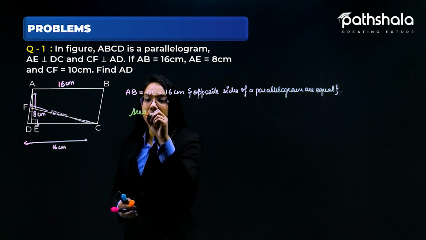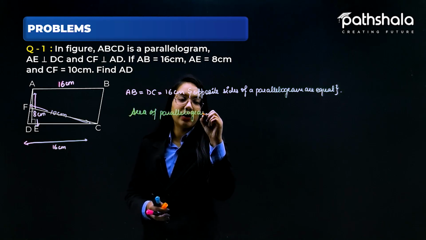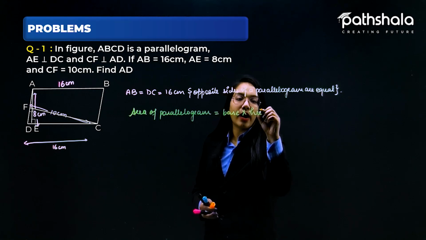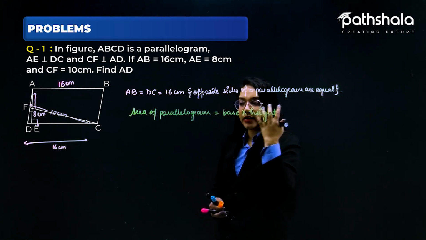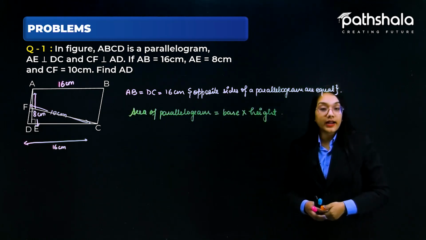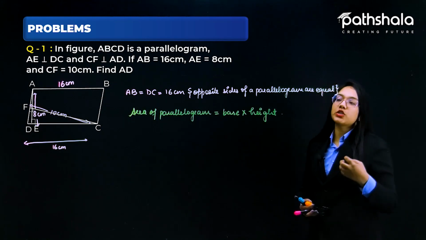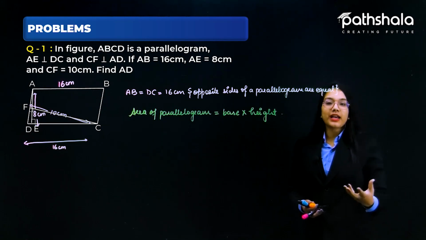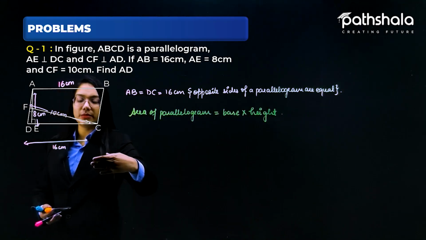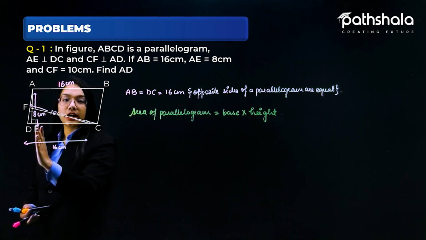So let's just start with the area of the parallelogram. Since we know that the area of a parallelogram is of the form base into height, we are already done with this concept that the area of the parallelogram is the product of one of its sides and the corresponding altitude to it. So if I am considering the base as DC, then the height corresponding to it is AE.